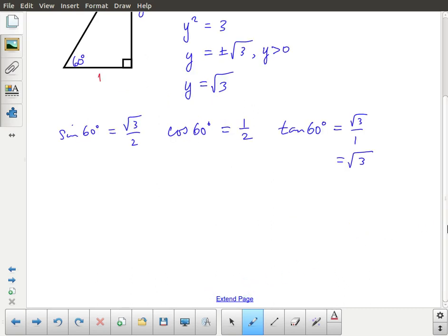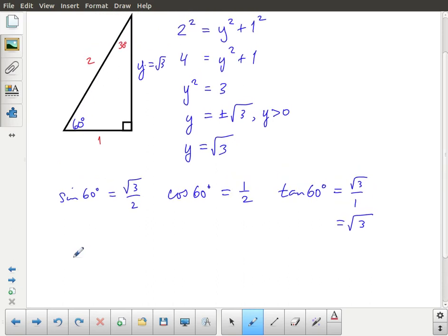Now, what about 30 degrees? What is the sine of 30 degrees? Well, for 30 degrees, what's the opposite side? The opposite side is 1 over the hypotenuse, which is 2, so we end up with 1/2. The cosine of 30 degrees is equal to adjacent over hypotenuse, but in the case of 30 degrees, the adjacent side is root 3. So that's going to be root 3 divided by 2.